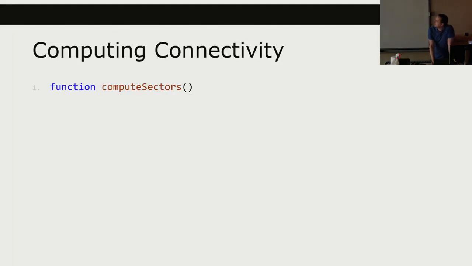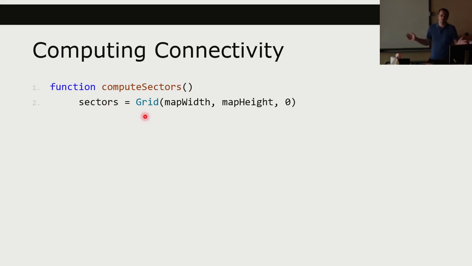So computing the connectivity, I have a function called compute sectors. So initially, I'm going to have sectors, and I have a grid data structure. A grid is just a 2D array, so just an array of arrays.